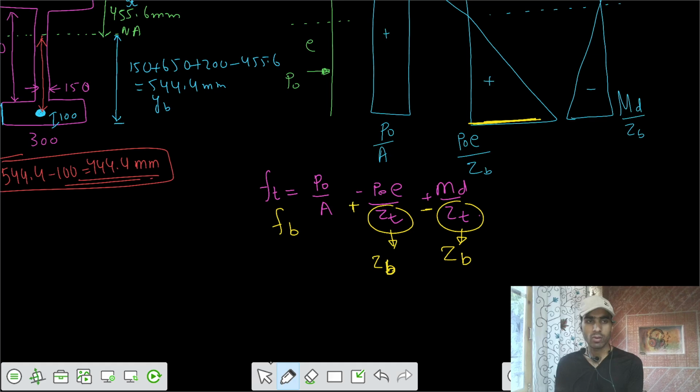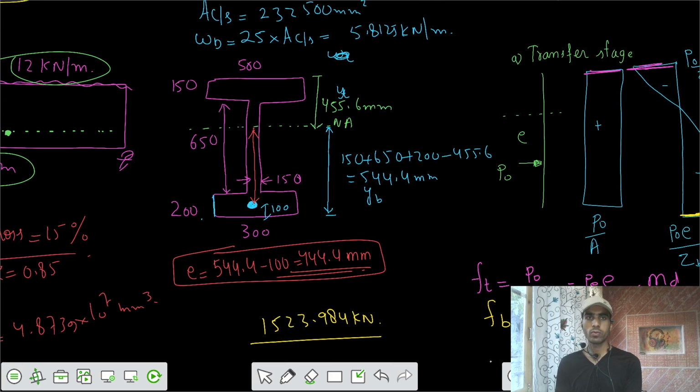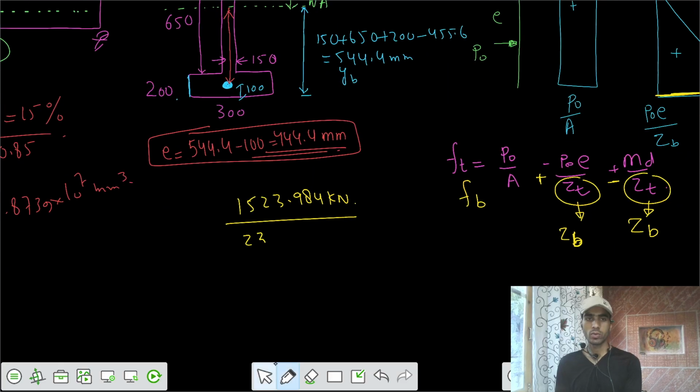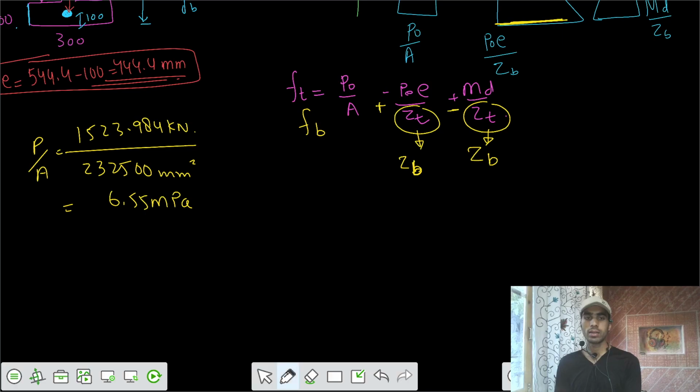So I can calculate those different values. We take 1523.984 kilonewton divided by the area of cross section, which was also provided to you. The area of cross section of the concrete is 232,500 millimeter square. This is your stress of P by A, and that is equal to 6.55 megapascal.